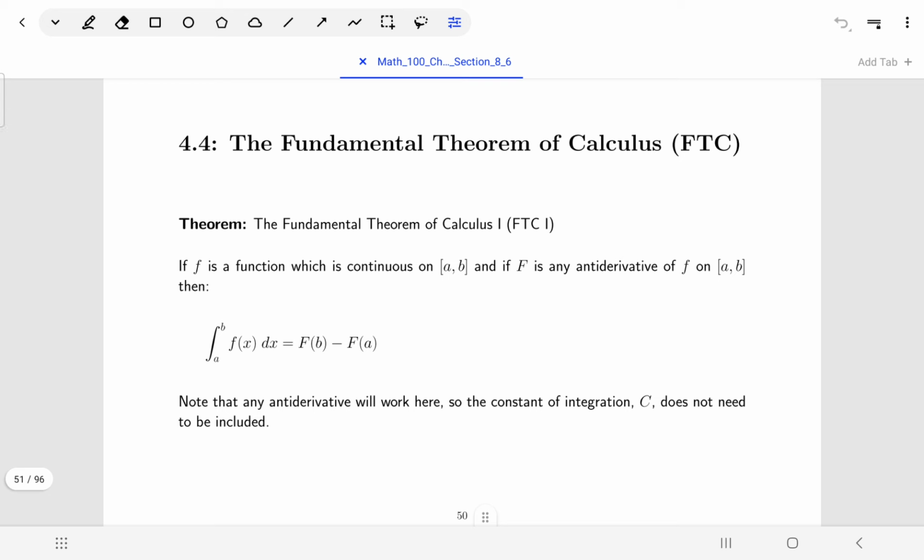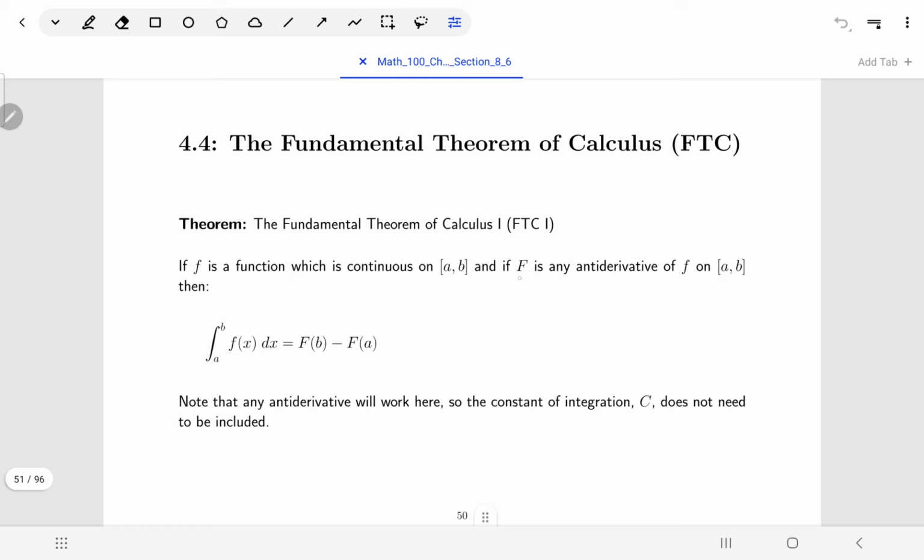Welcome back. In this section, we're going to look at two very important theorems, the fundamental theorem of calculus number 1 and fundamental theorem of calculus number 2. The first fundamental theorem of calculus makes a connection between the indefinite integral and the definite integral. For this theorem, we start off assuming we've got a function that's continuous. In other words, this function is integrable.